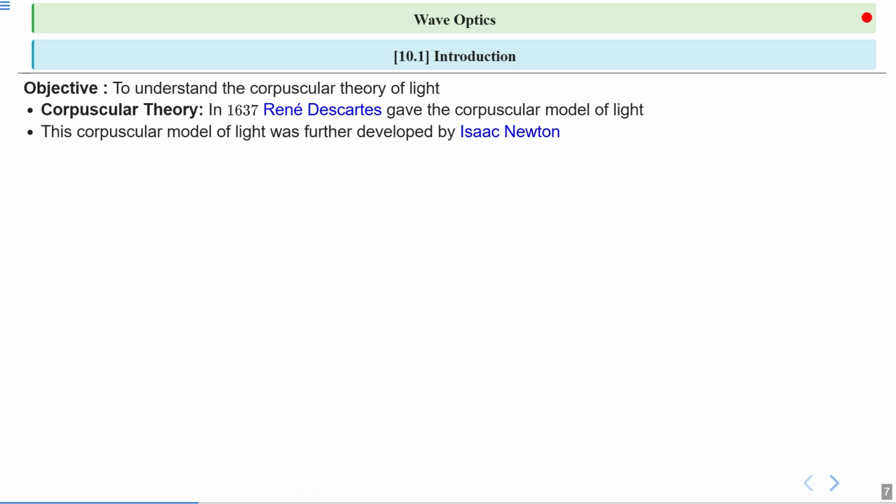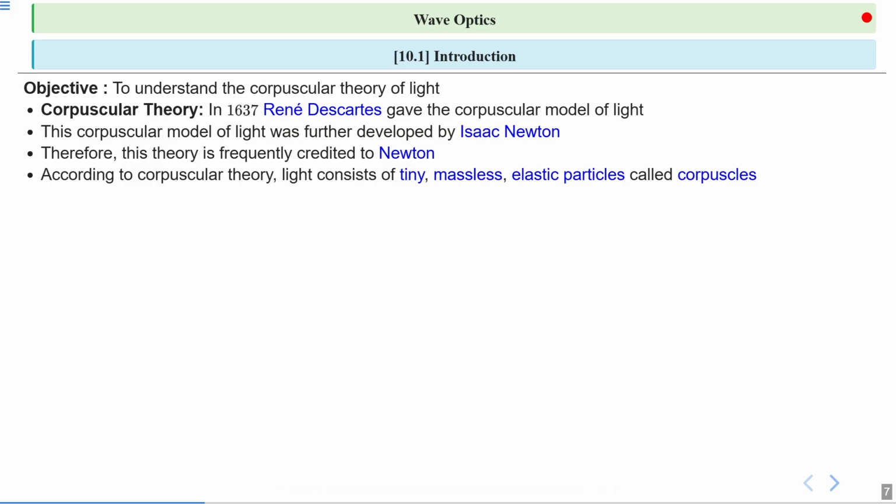Isaac Newton further developed the corpuscular model, which is why this theory is often associated with him. Newton's contributions were significant in popularizing the idea that light consists of particles. Because of Newton's influence, the corpuscular theory is frequently credited to him. According to corpuscular theory, light is composed of tiny, massless, elastic particles called corpuscles. This concept was an attempt to explain how light behaves in different situations.